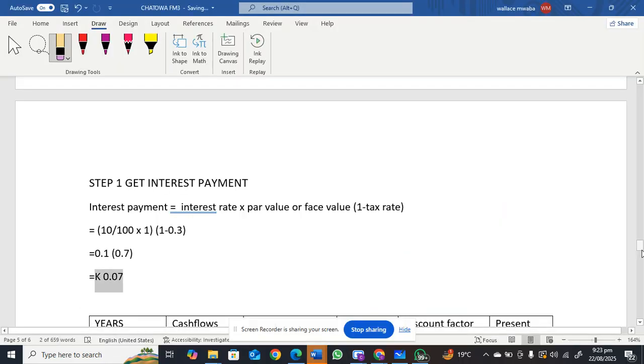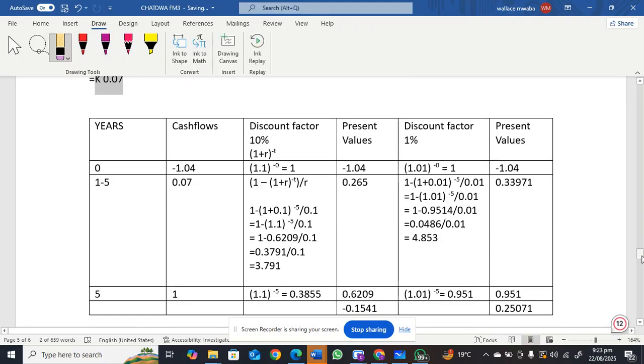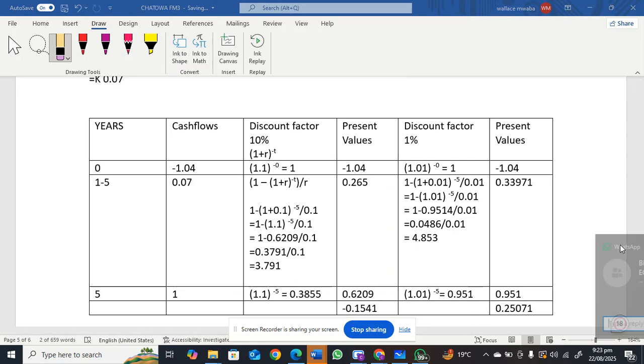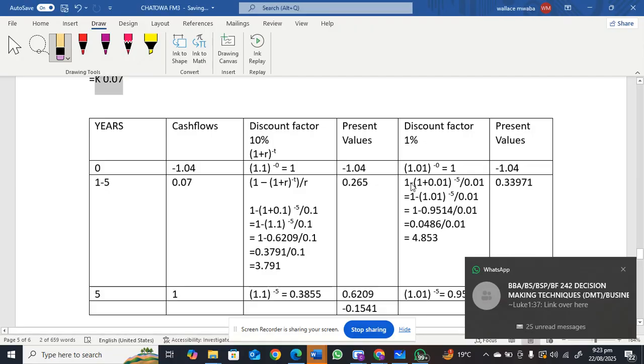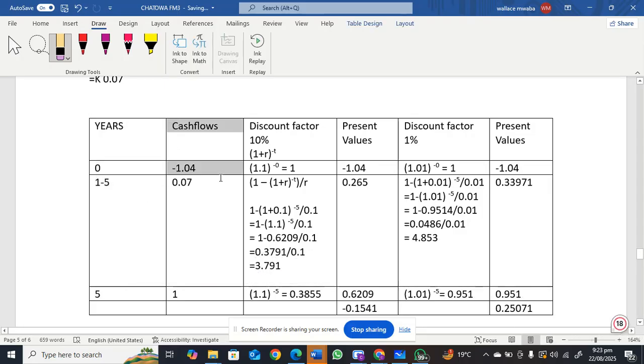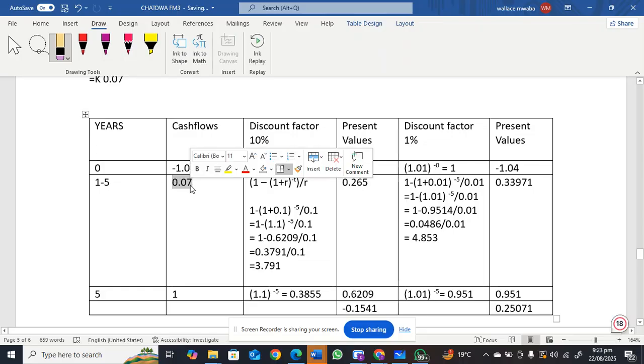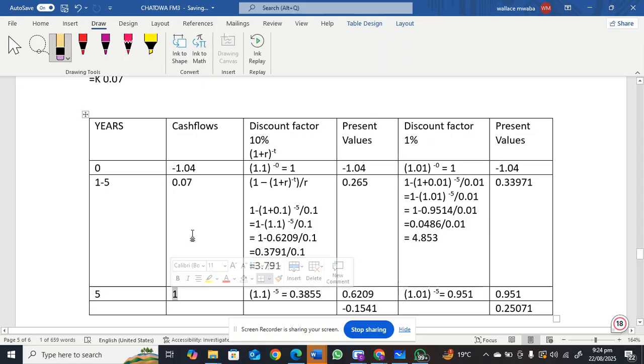All right. So once you've got the interest payments, the way we calculate the internal rate of return is the same way we're going to do it for the cost of our debt. All right. You have your years here. You have your cash flows. Year 0, which is the first day of year 1, you purchase the debt for 1 kwacha 4 ngwe. For 5 years, you'll be receiving an interest payment of 7 ngwe. On the 5th year, you'll be paid the par value, which is 1 kwacha. So these cash flows, we need to discount them and get the present values.